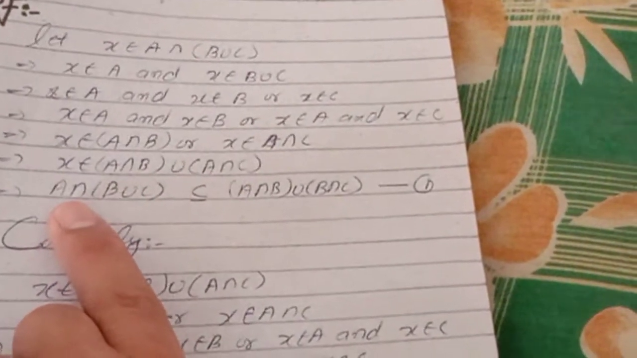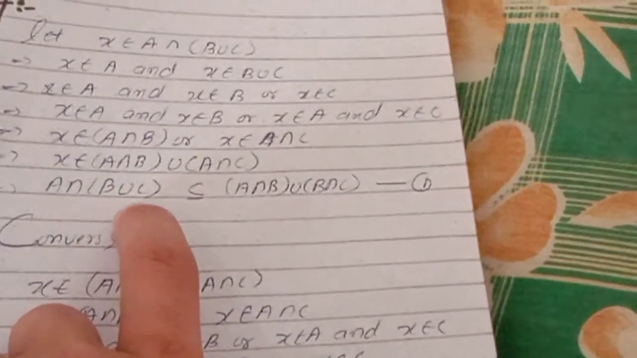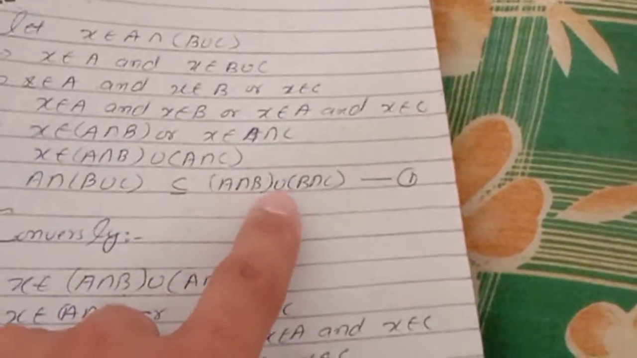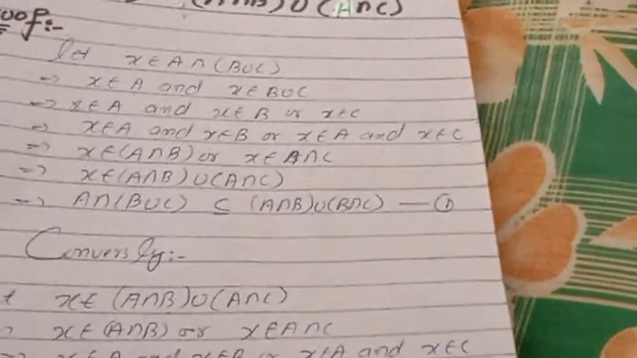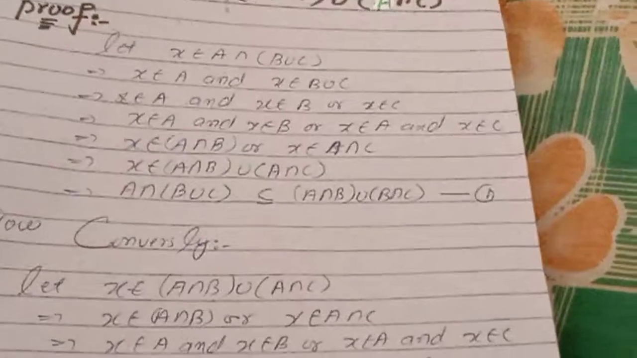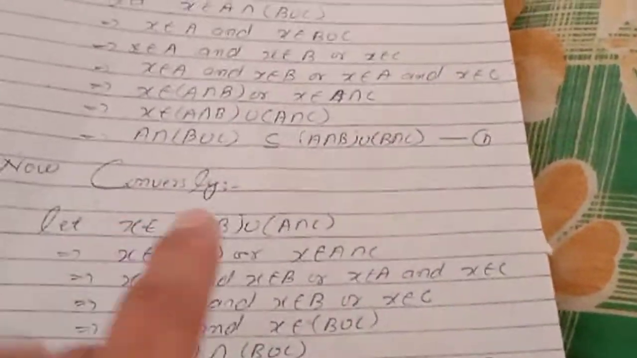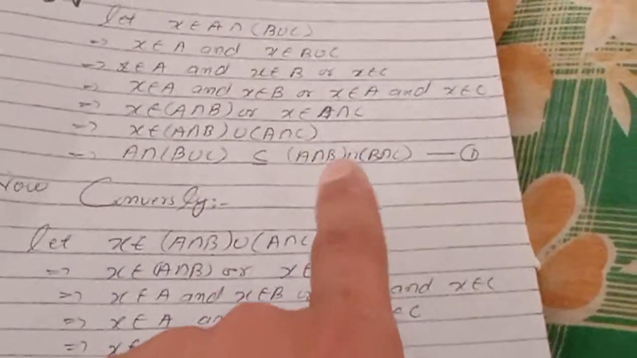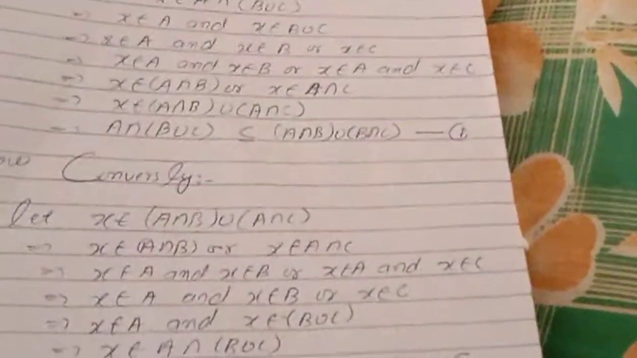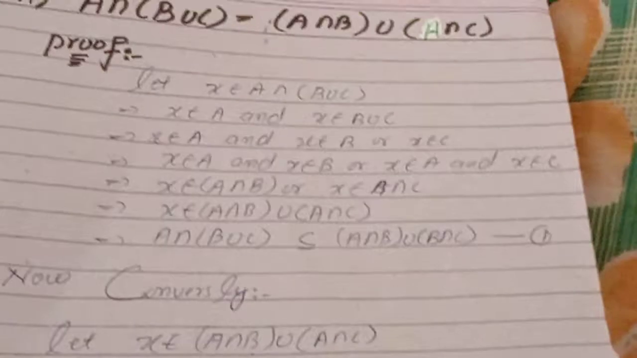This implies that A intersection B union C is a subset of A intersection B union A intersection C. We take an element in A intersection B union C and it returns in A intersection B union A intersection C. So this implies that A intersection B union C is a subset of A intersection B union A intersection C. Here is A, not B. This is A, sorry.